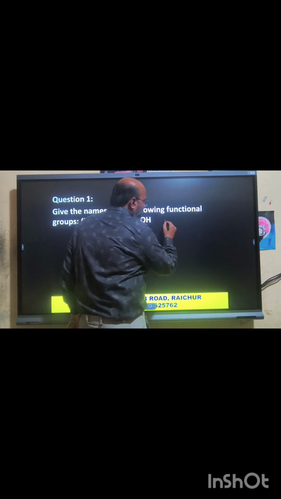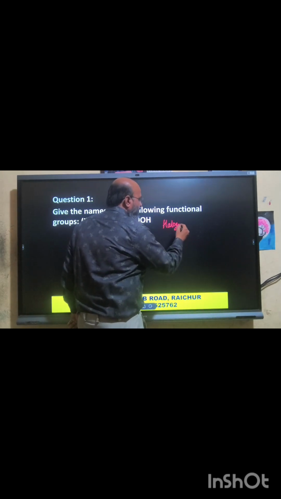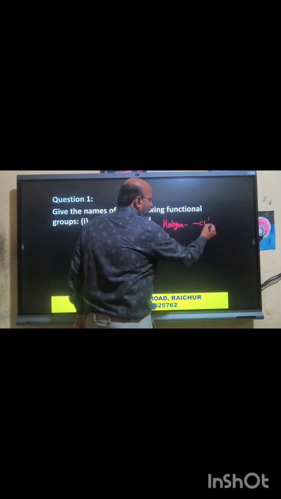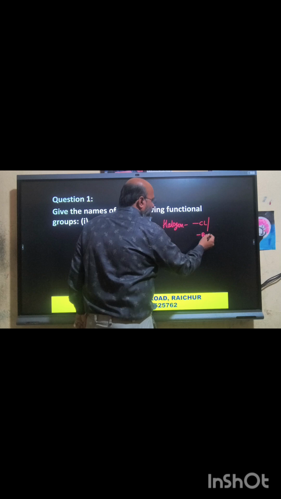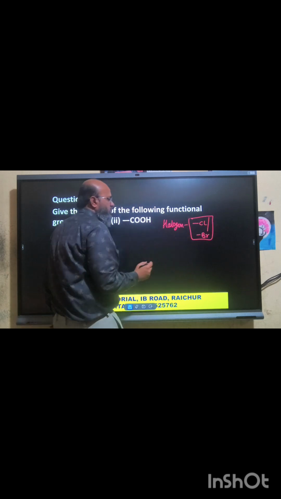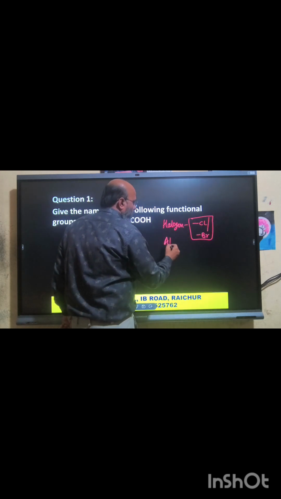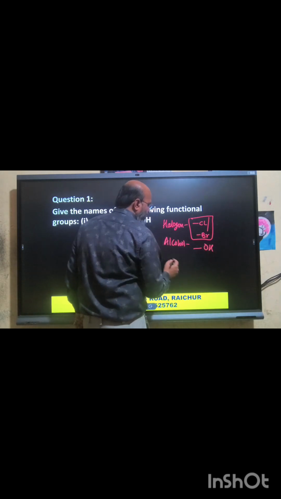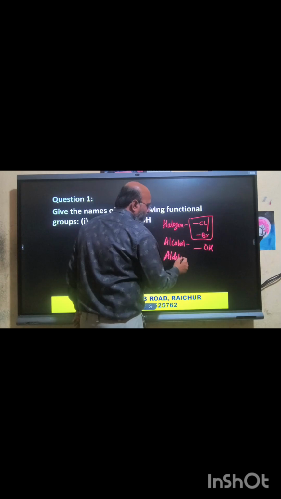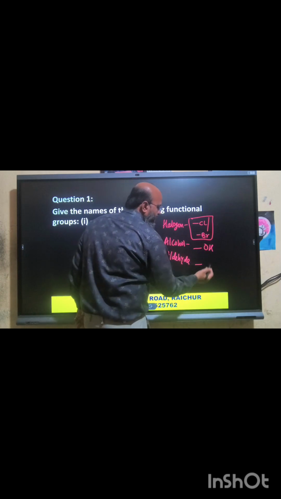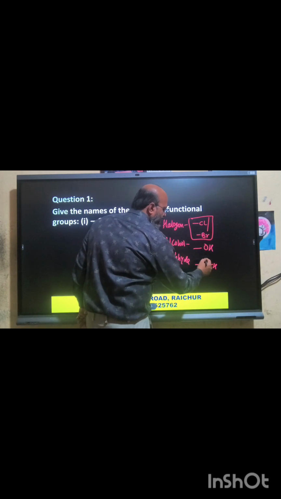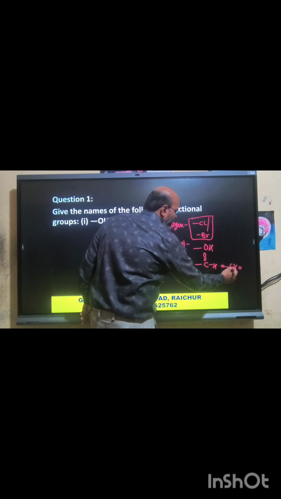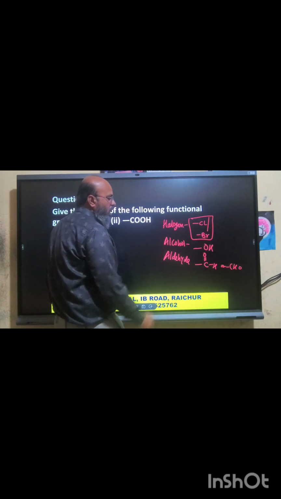First we have the halogen functional group. The general formula is single bond Cl or single bond Br. This is the general formula of halogen. Next we have alcohol. The alcohol general formula is single bond OH. Next we have aldehyde. The aldehyde general formula is single bond C, single bond H, double bond O. This is also called CHO. This is also the way we can write the general formula of aldehyde.